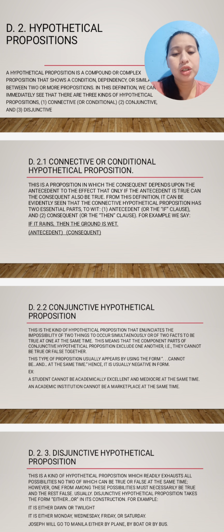Connective or conditional hypothetical proposition. This is a proposition in which the consequent depends upon the antecedent to the effect that only if the antecedent is true can the consequent also be true. From this definition, it can be evidently seen that the connective hypothetical proposition has two essential parts. First is antecedent or the if clause, and second is the consequent or the then clause. For example, we say if it rains, then the ground is wet.